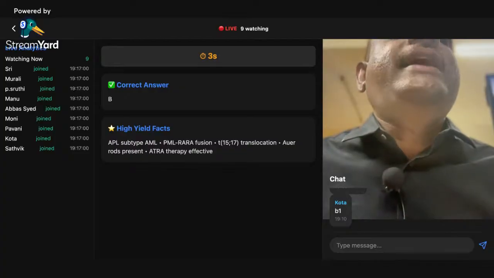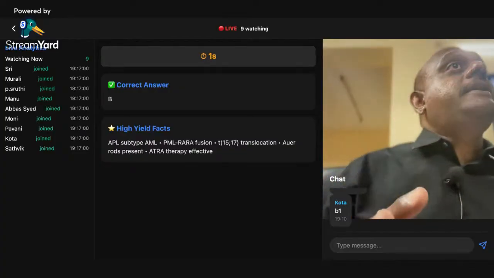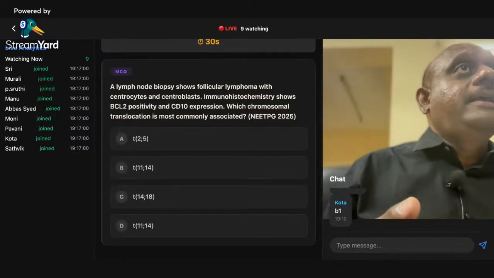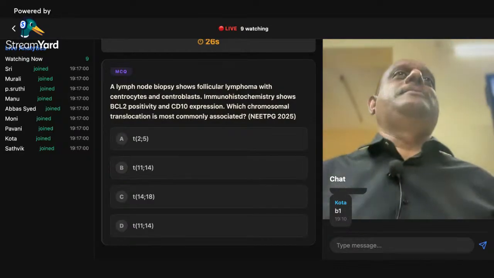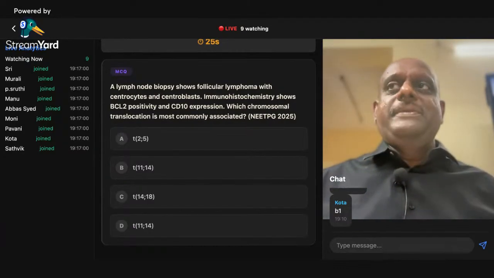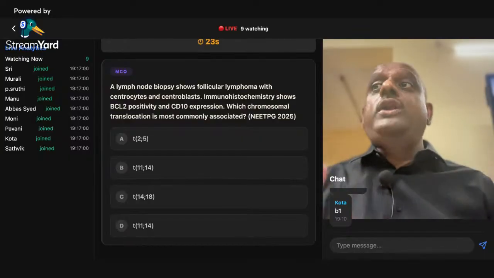Another favorite question of the examiner. ATRA was started to the patient. After that, he developed hypoxia. That's called ATRA syndrome, to be remembered. Right? Now, a lymph node shows follicular lymphoma.